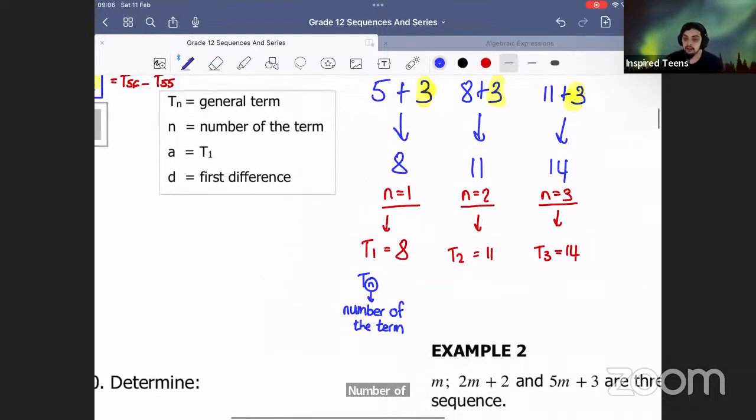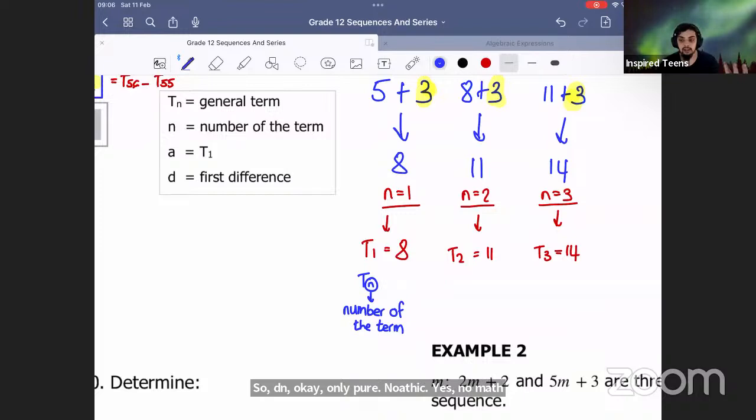So Tn, okay, only pure, no mathlet. Yes, no mathlet. I'm not sure as yet. We might have classes for mathlet. Not yet in the plans, but yes, this is pure maths only.